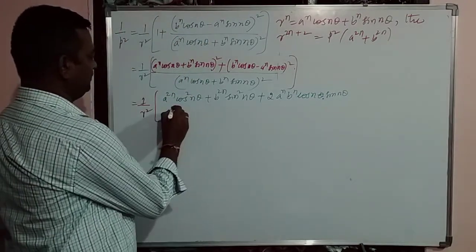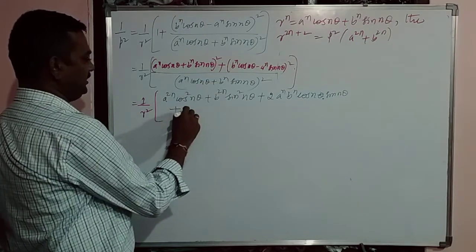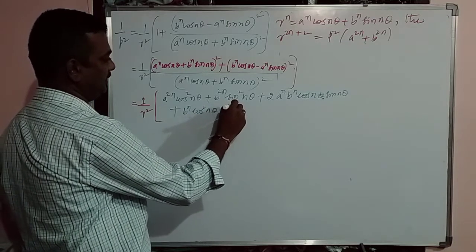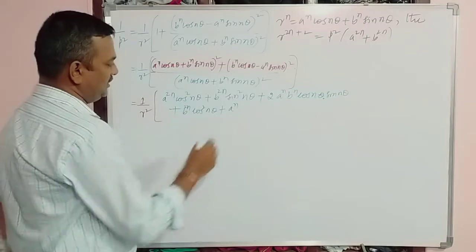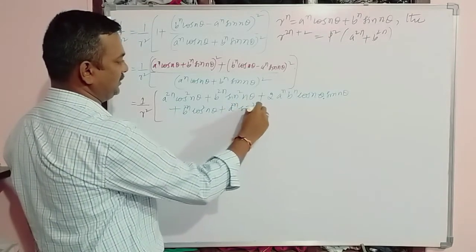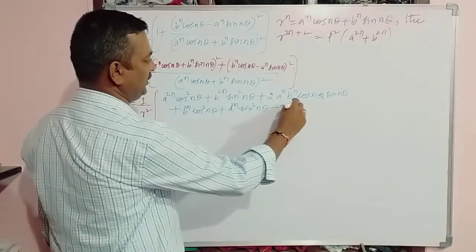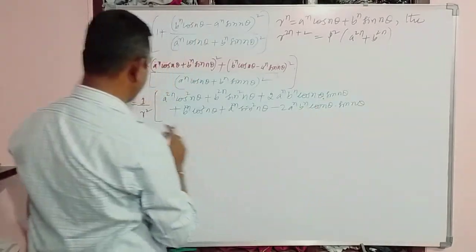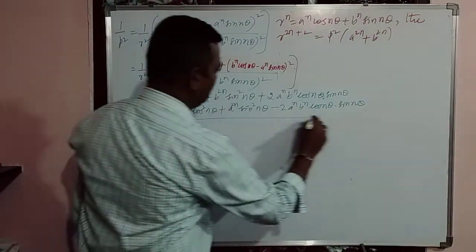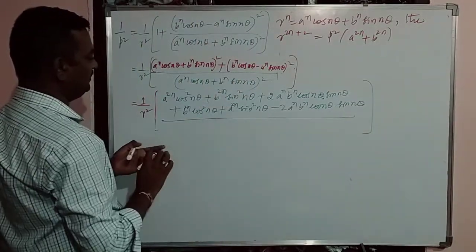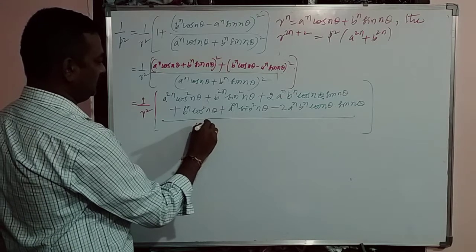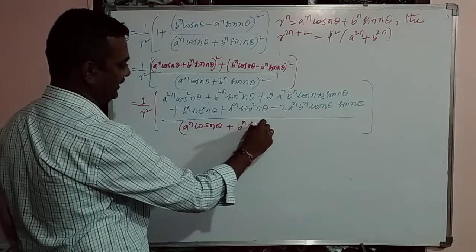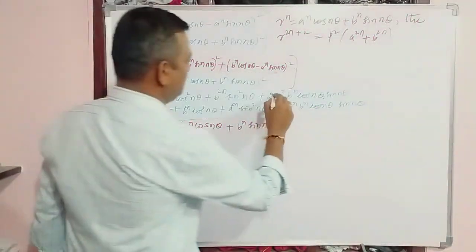plus, I am writing here, this is b raised to 2n into cos square n theta plus a raised to 2n into sin square n theta minus 2 a raised to n b raised to n into cos n theta into sin n theta, okay, divided by (a raised to n into cos n theta plus b raised to n into sin n theta) whole square. So these two get cancelled, students.